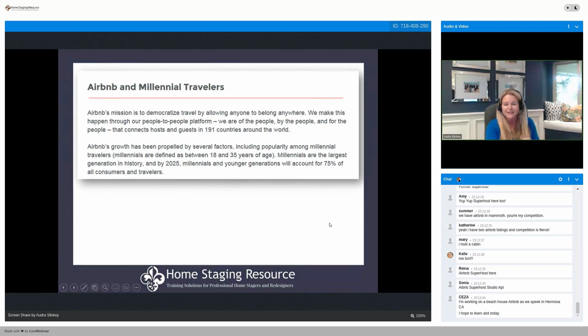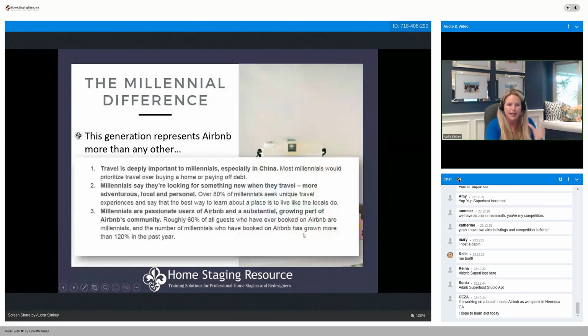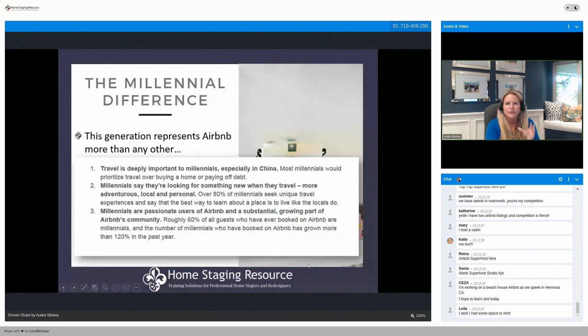And you know what they like to do? They like to travel. They like to go to Airbnbs. They love the adventure. So this generation really represents Airbnb more than any other. Travel is deeply important to them. They're always looking for something new. They're not settling for just a bed, a pillow, and a blanket. They want something unique. They want something well designed. They're looking for those Instagrammable moments in the space.